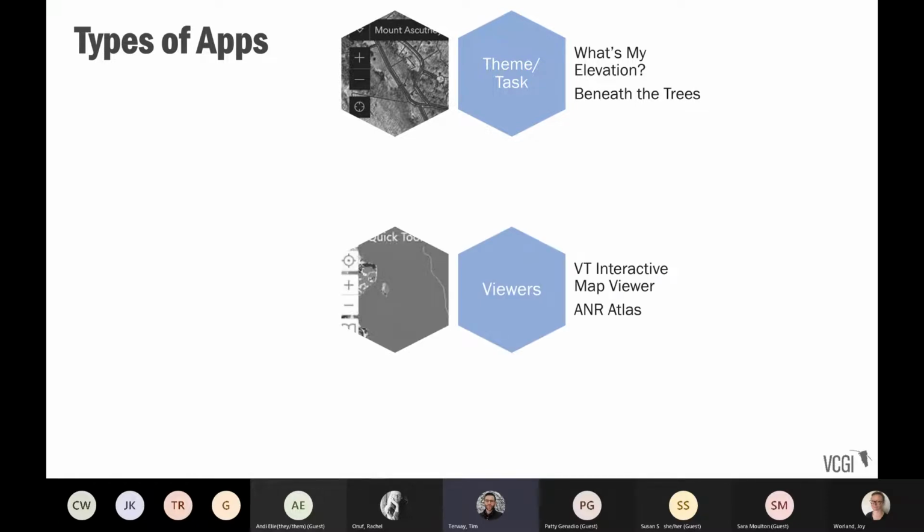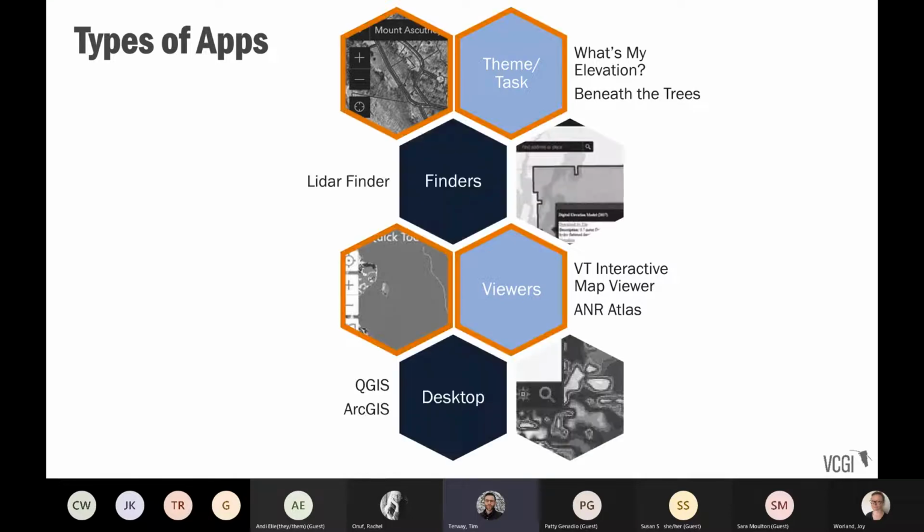In contrast, viewer type applications such as the interactive map viewer in the ANR Atlas are fully fledged viewers. They've got lots of different layers inside them. They're what we call kitchen sink type applications. They allow you to look at multiple preloaded data sets in relation to one another. So they are better for trying to understand more complex problems. But then again, they are still viewers. They're not full-fledged GIS solutions. So we're going to focus on example applications of this theme or task-specific kind and viewer types today.